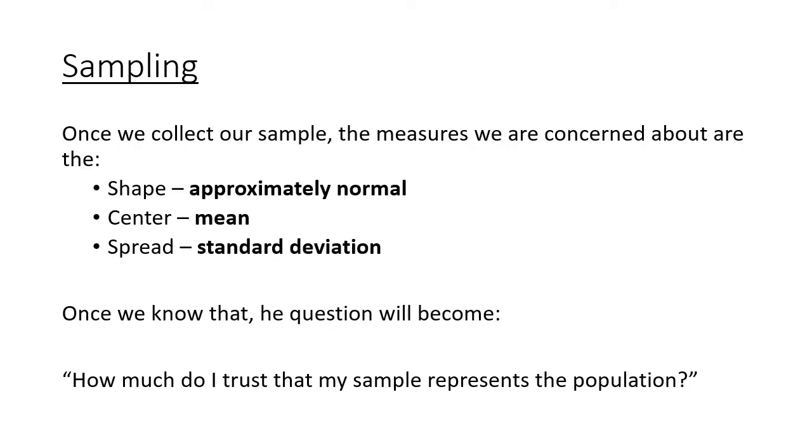Now, when we're talking about collecting our samples, the measures we're concerned about are the same ones we've been concerned about for a while now. The shape, and we want our shapes to be approximately normal in this case. We're going to talk about how we can make sure that happens. Because if it's approximately normal, then the center we concern ourselves with is the mean, and the spread is the standard deviation. And once we know all of that, our question eventually becomes: how much do I trust that my sample actually represents that population?